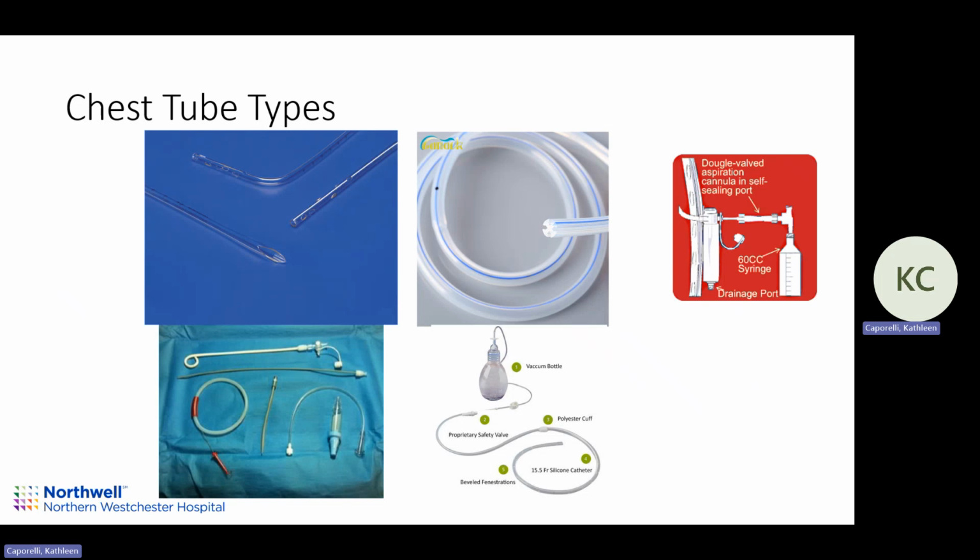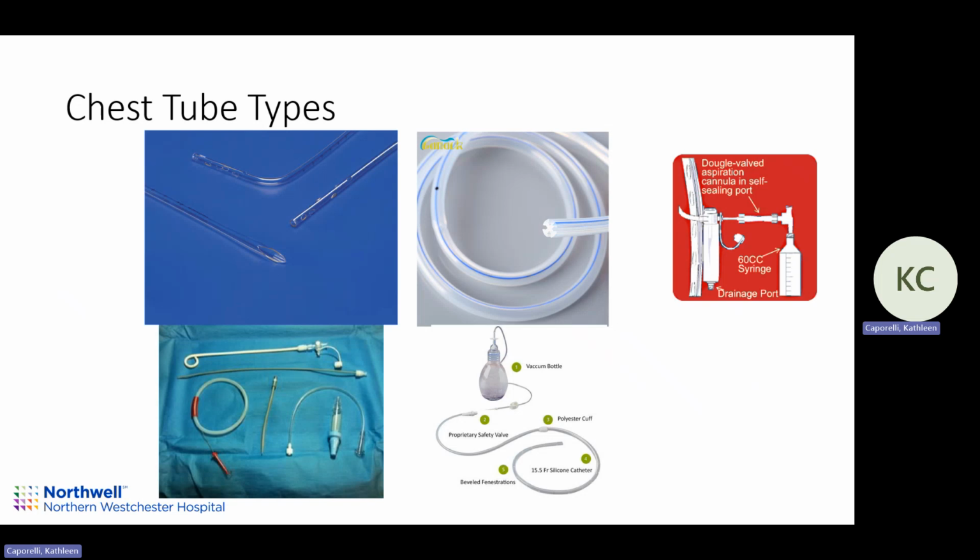This one here is a pigtail kit. See the little curve, that's why we call it a pigtail. This is a tube that's placed either by us, interventional radiology, or sometimes pulmonary. These are typically 14 French in size. They're good for simple fluid, and they're good for a pneumothorax that you just want to quickly drain. So that is something you will sometimes see.